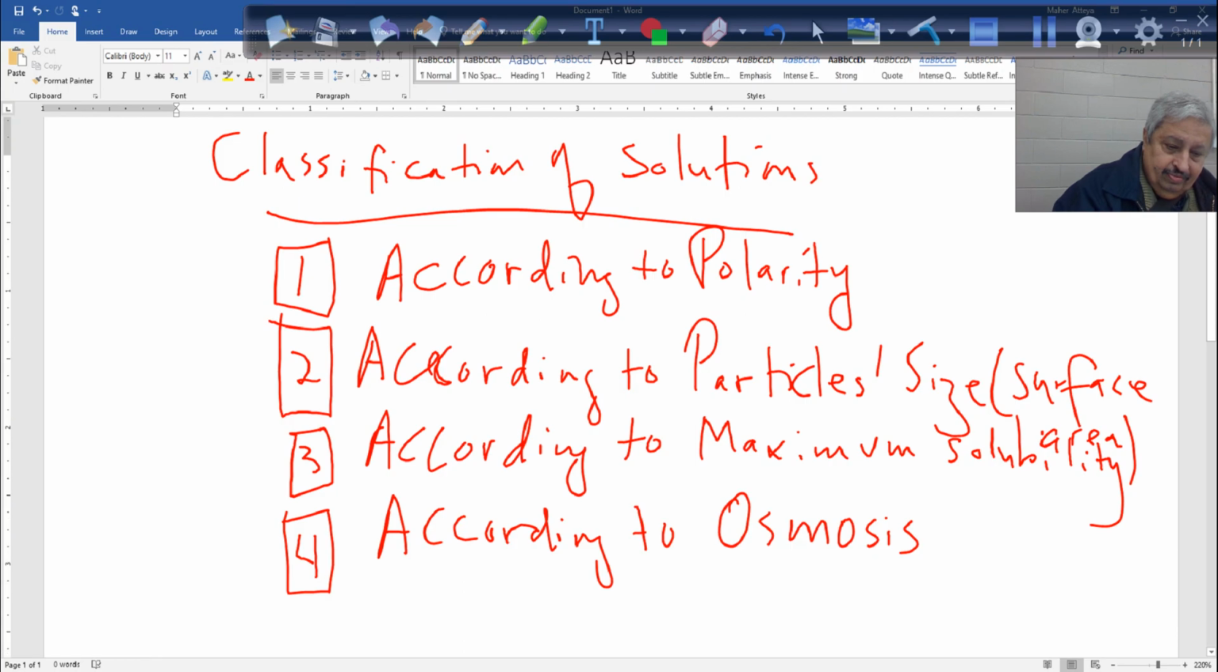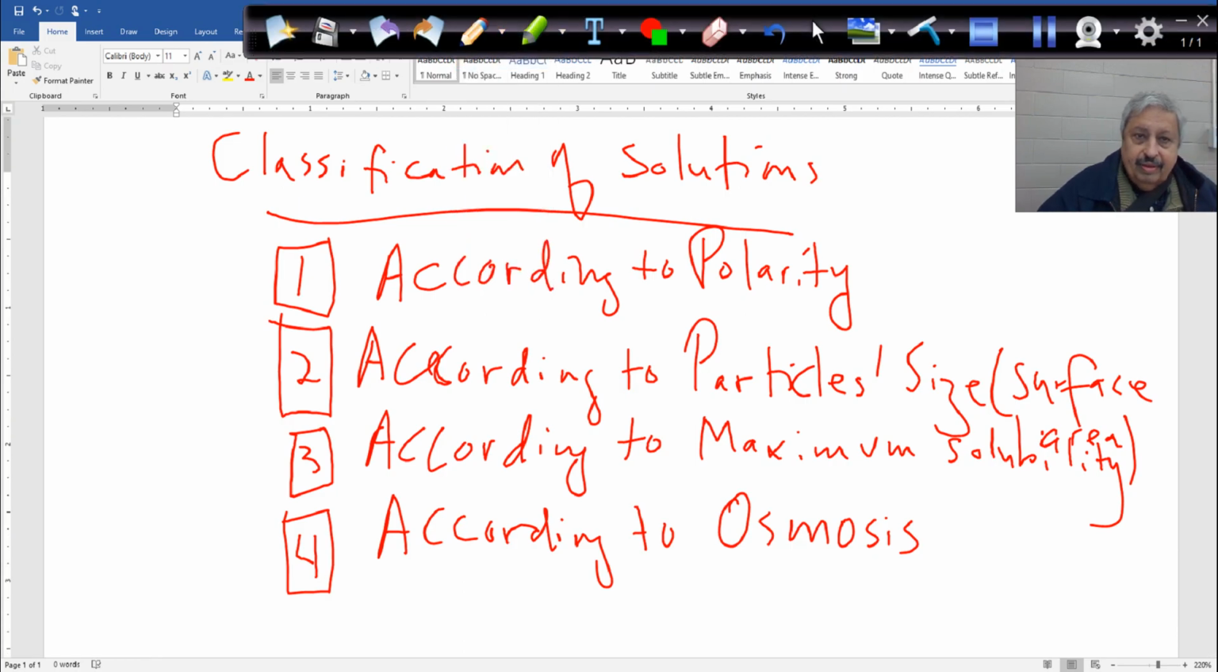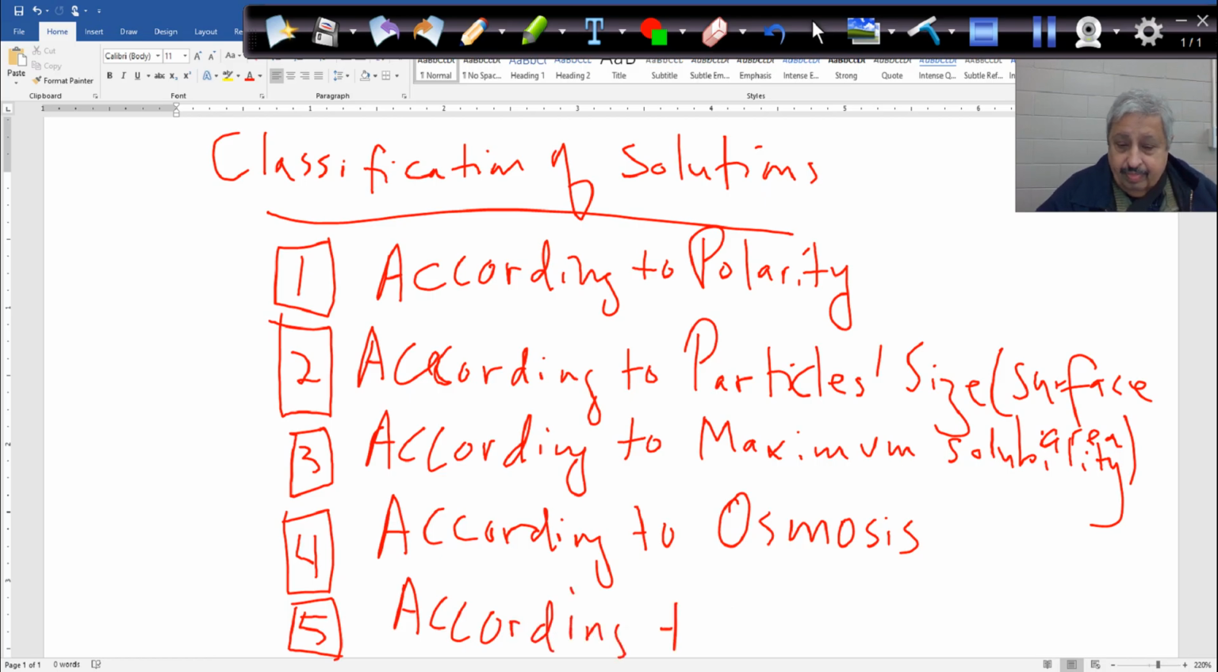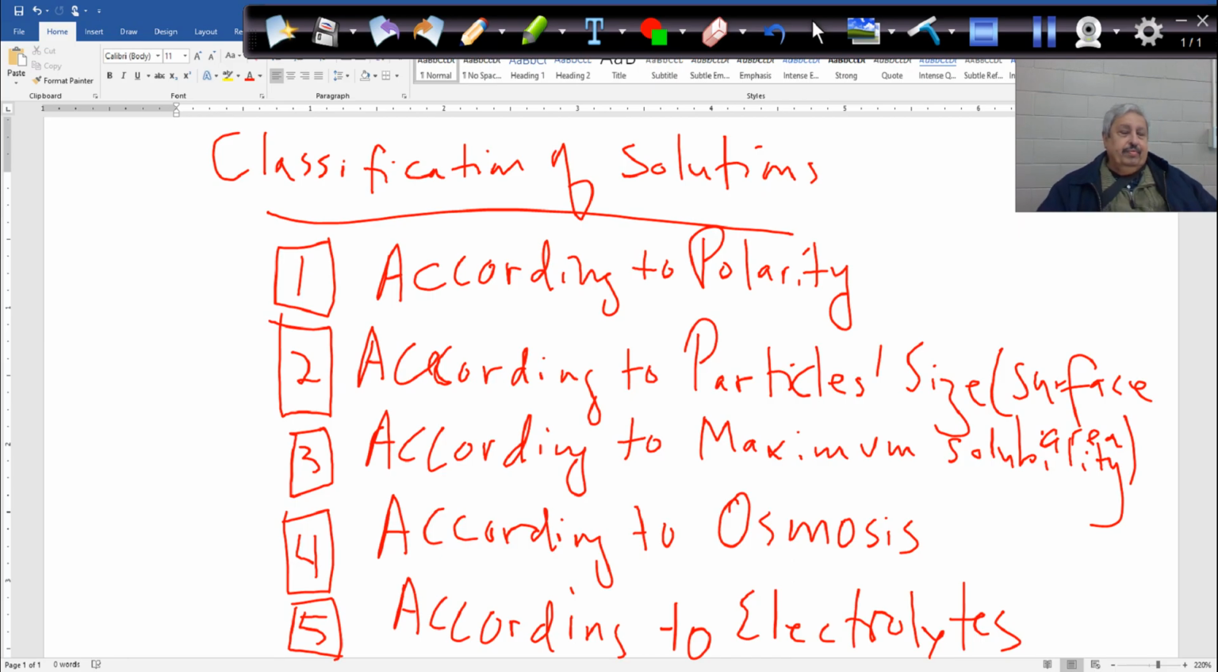Number five, electrolytes, according to electrolytes. So let's go one by one. Okay, so we went through the polarity in a couple of minutes, but we'll repeat it again.